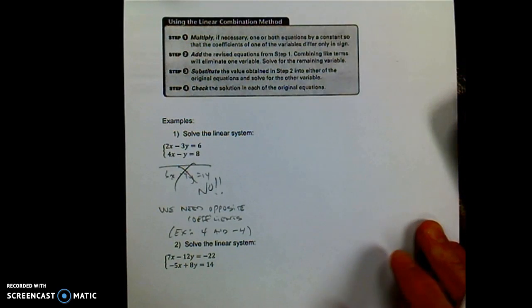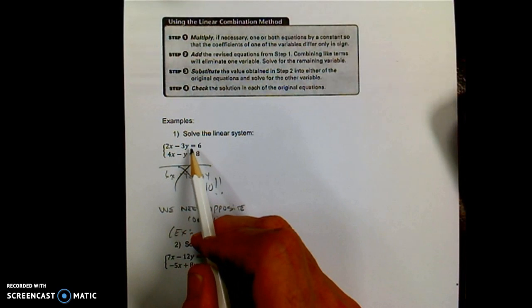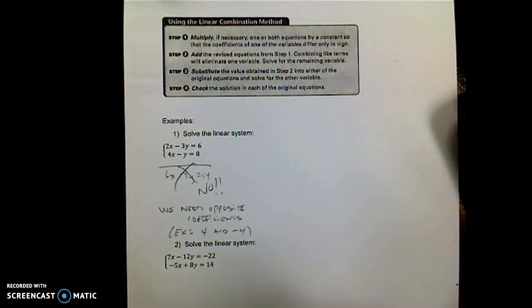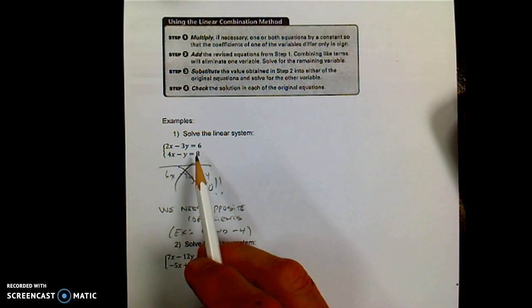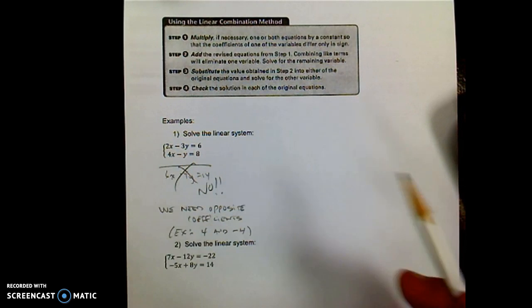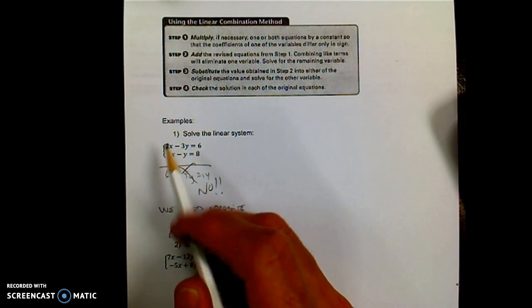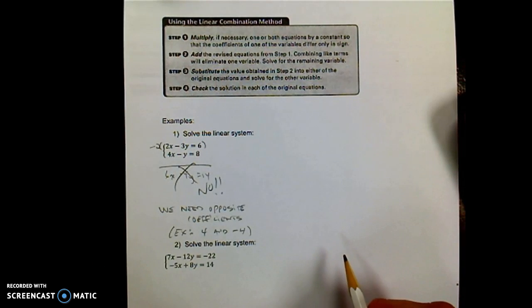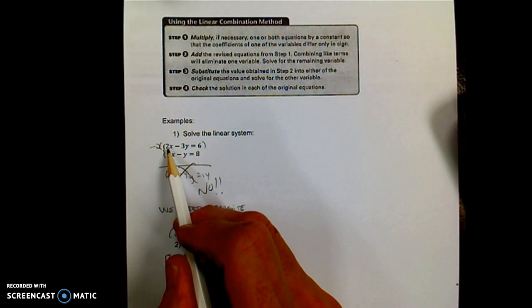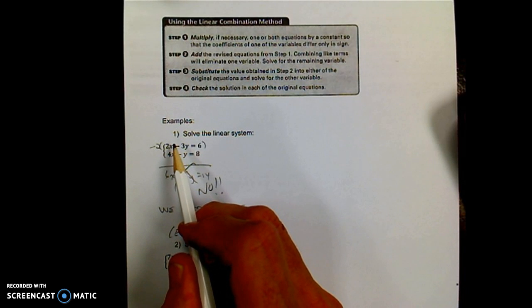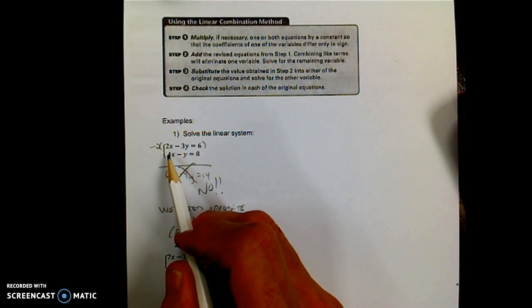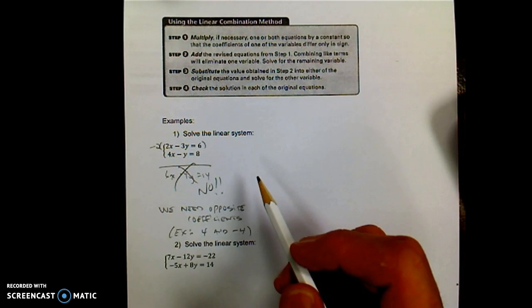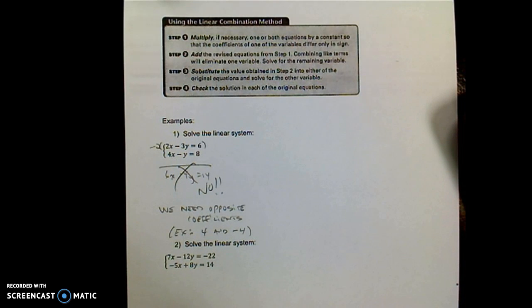So if we look at our equations, 2x minus 3y equals 6, 4x minus y equals 8. I can see that 4 is a multiple of 2. If I multiply the first equation by negative 2, negative 2 times 2 will be negative 4. I'll have negative 4x and positive 4x. When I add those two together, my x coefficient will be 0, and that term will drop away. So let's make that happen.